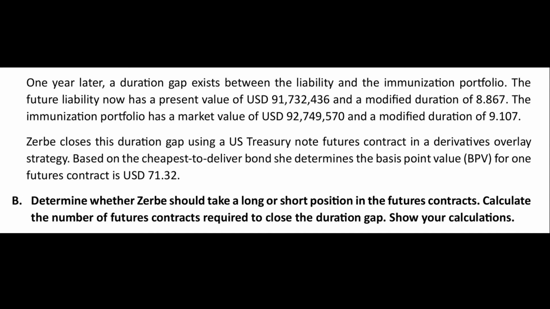Based on the cheapest to deliver bond, she determines the basis point value BPV for one futures contract to be 71.32. Determine whether Zerbe should take a long or a short position in the futures contract and calculate the number of futures contracts to close the duration gap. Show your calculations. Now, first of all, the show your calculations cannot come in the exam. I have just introduced this so that I wanted the student to revise and to brainstorm. But in the exam, show your calculations won't come.